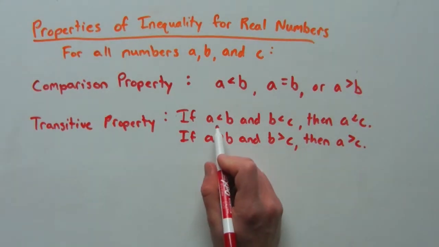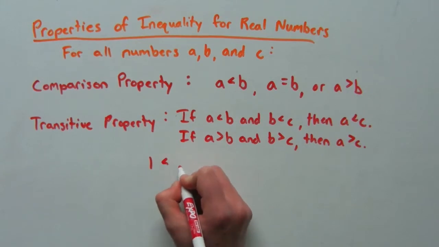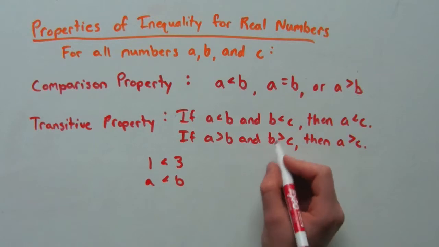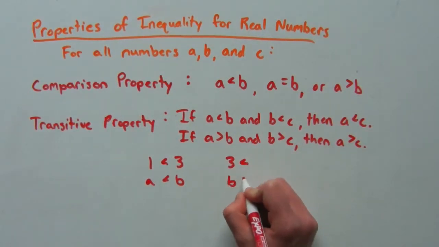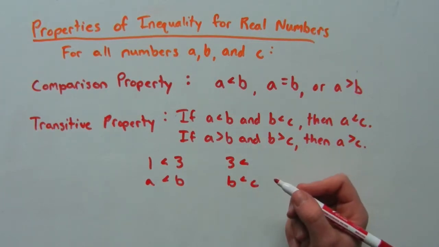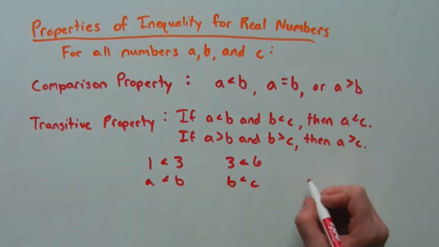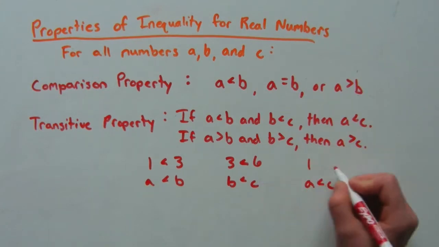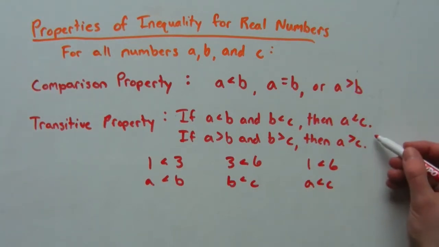Let's look at the first one. If we have a is less than b, so 1 is less than 3. So this is my a is less than b. And we have b is less than c. So we know that b is 3, and it's got to be less than some number c. So b is going to be less than, let's say, 6. Then a is less than c. So our a was 1, which is less than c, which was 6. So a is less than c. And you can do the same thing for the second part.